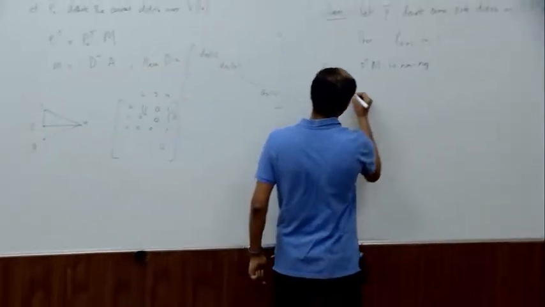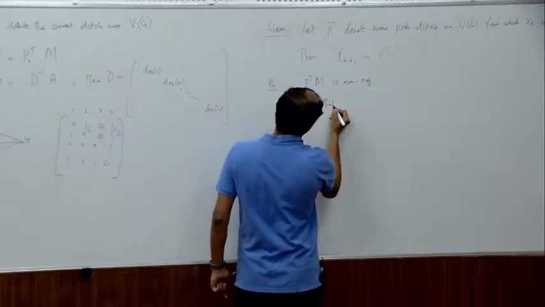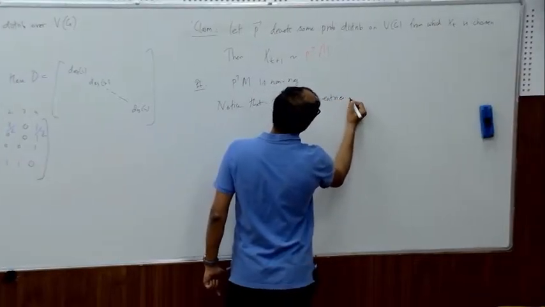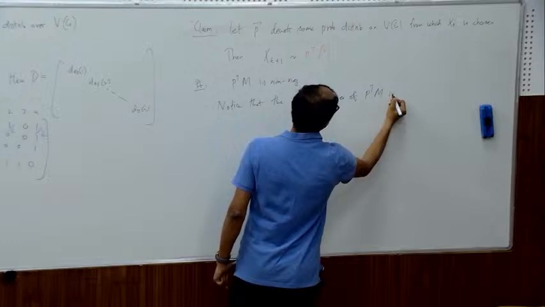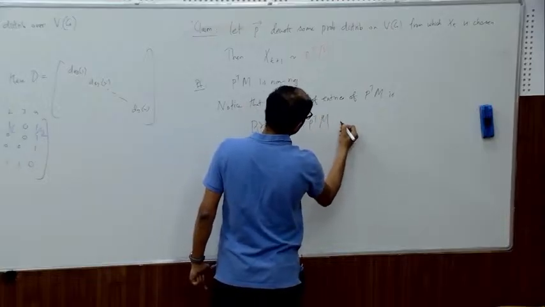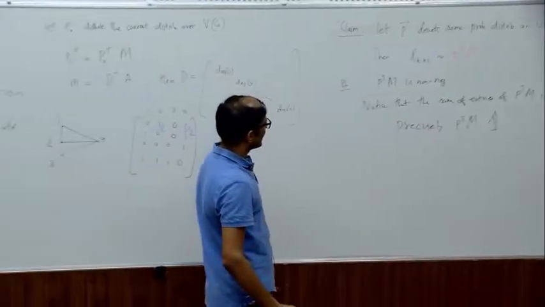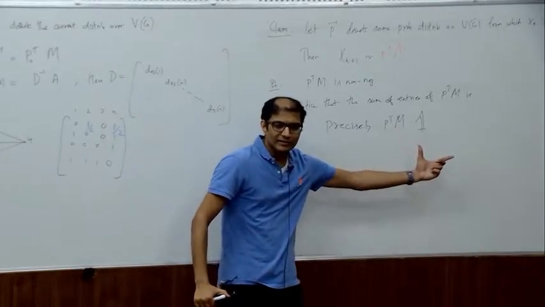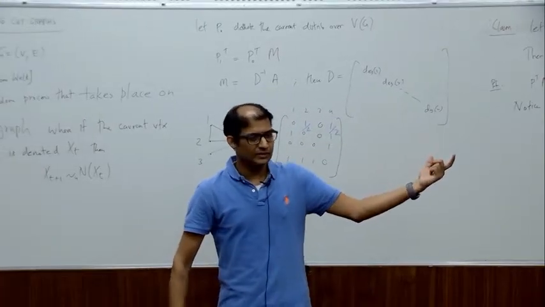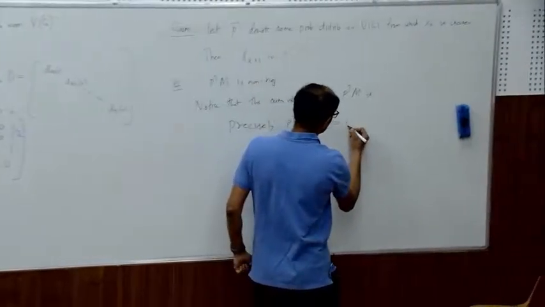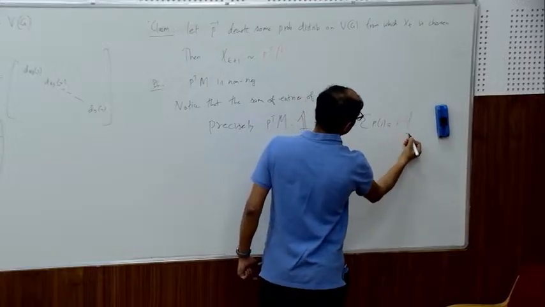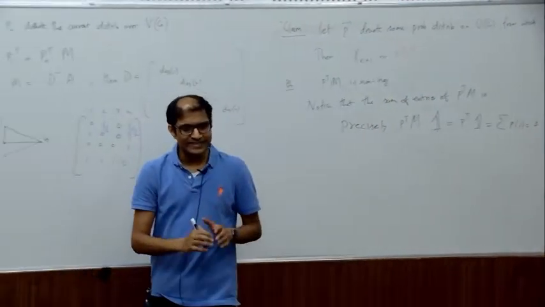So notice that the sum of entries of P transposed M is precisely P transposed M times the all ones vector. But this is beautiful. M times the all ones vector is what? It is the all ones vector. Does everybody see that? All the rows of M add up to 1. So this is P transposed 1. But P was a probability distribution, so this is the sum of entries of P. That's 1. Voila. So that's a pretty easy verification.